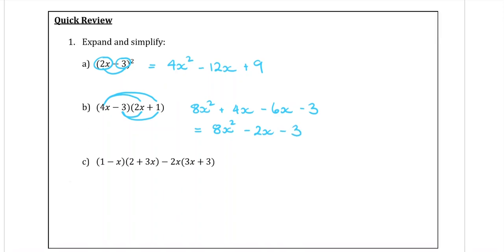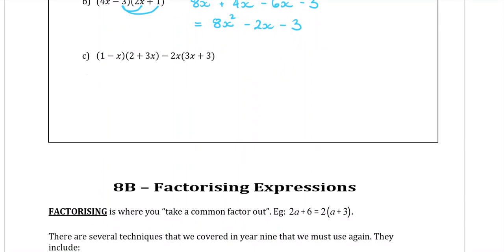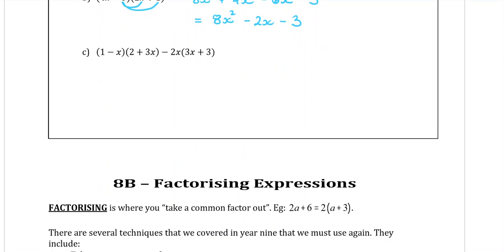Part C is a harder one because it has 2 different things that we need to expand before we can collect them up. So the first set of double brackets here will be a FOIL expansion. 1 times 2 is 2. 1 times 3x will be a positive 3x. Minus x times 2 is minus 2x, and minus x times 3x would be negative 3x squared.